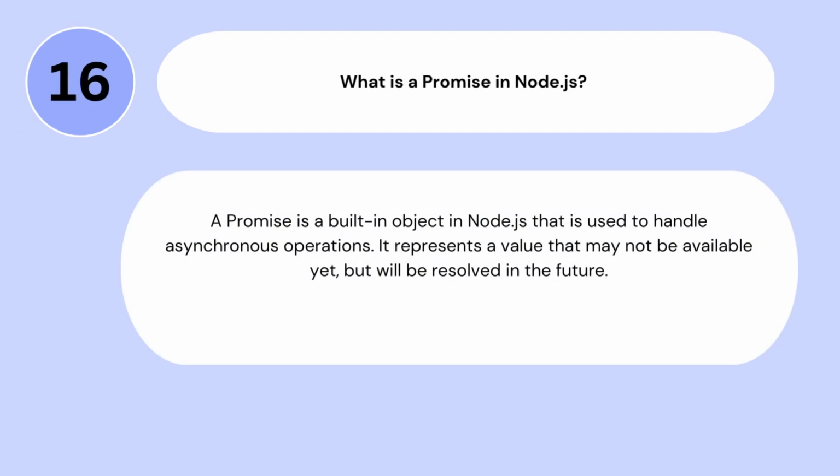What is a promise in Node.js? Very important. Promise is a built-in object in Node.js that is used to handle asynchronous operations. It represents a value that may not be available yet, but will be resolved in the future.